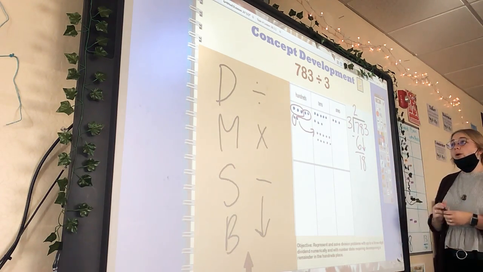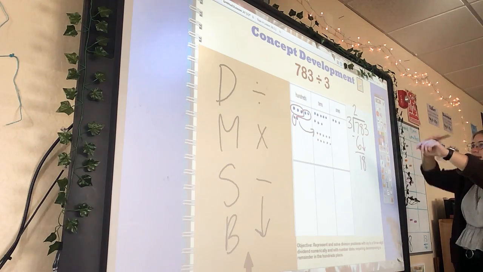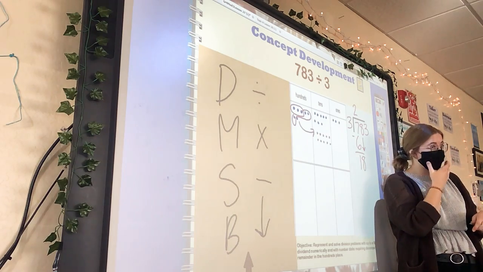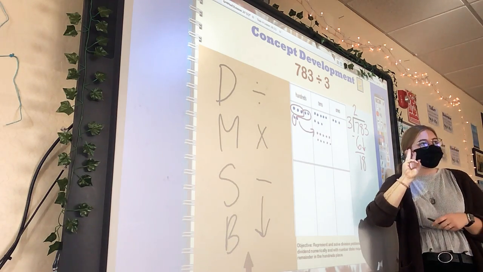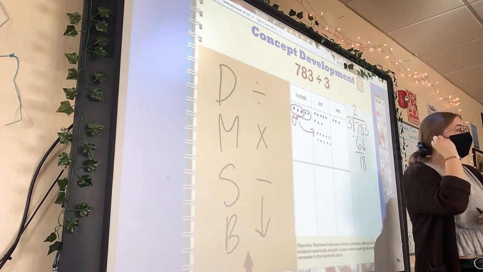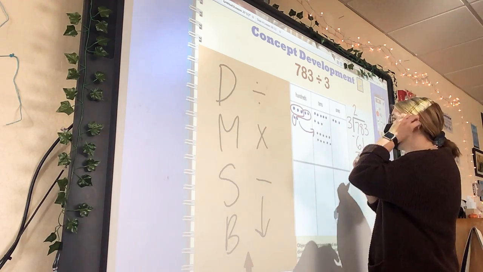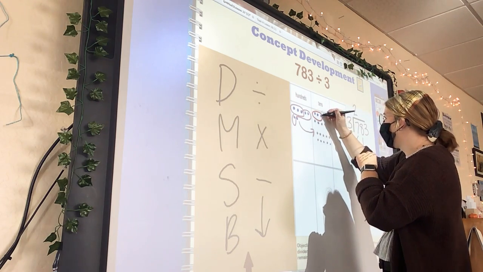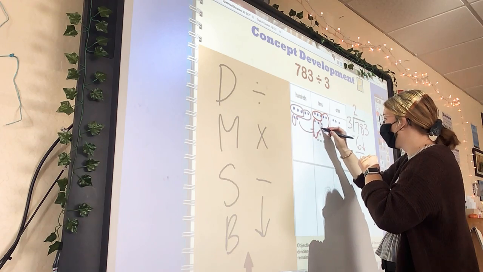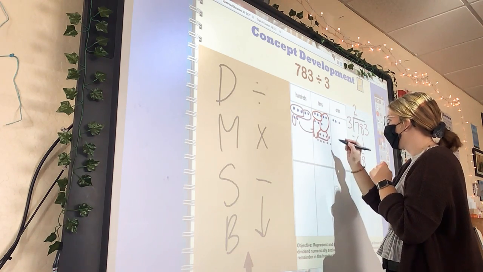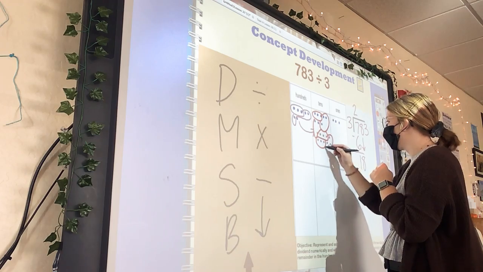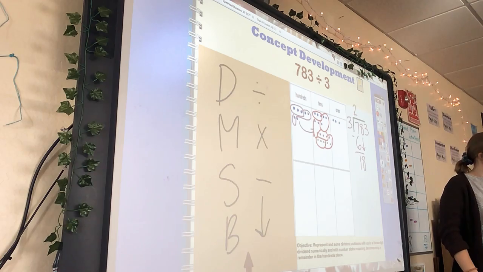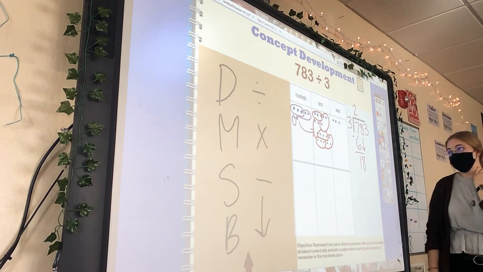Yes. All right, we're going to go back to the place value chart, so now you guys are coming back in, okay? We are dividing by what? 3. 3, good. So I still need to circle groups of what? 3. Go ahead and do that right now. Circle your groups of 3 with the tens place.